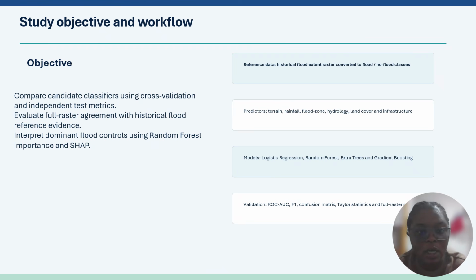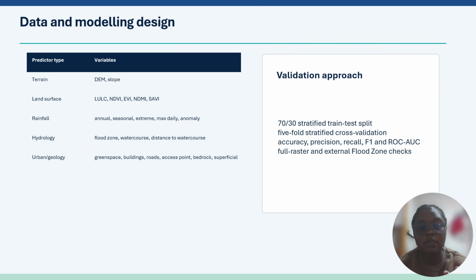The workflow involves preparing historical flood reference data, extracting predictor variables, training machine learning models, validating model performance, and eventually interpreting these results in a very clear, communicable manner. So this slide is talking about the data and the modeling design.